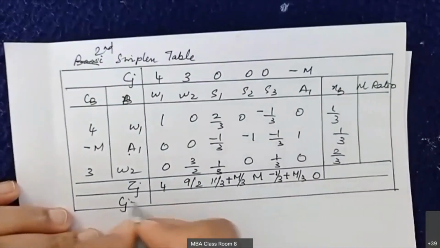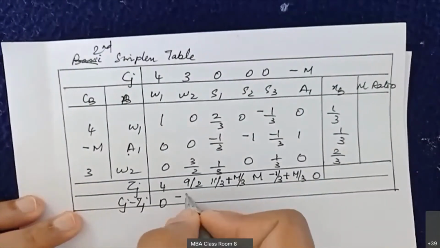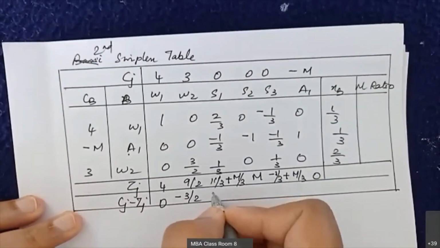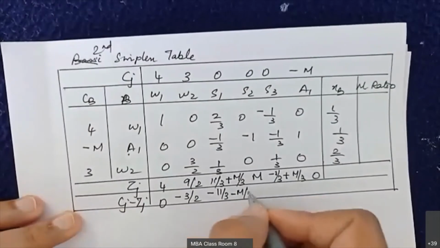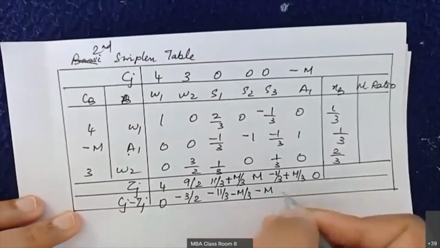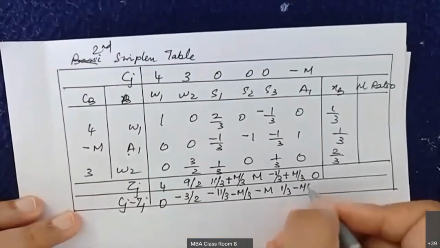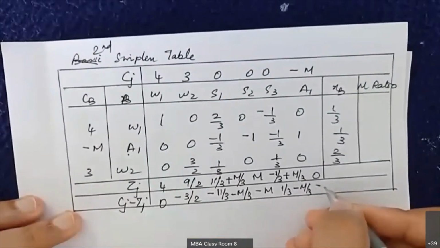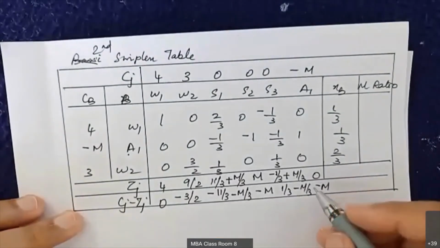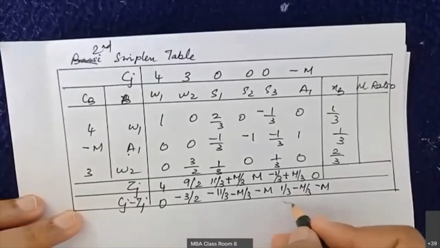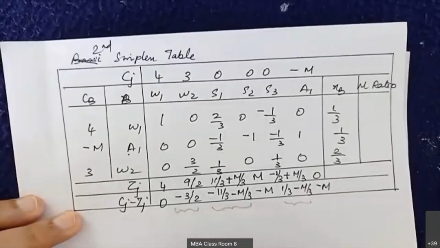Then Cj minus Zj values: I have 0. Here minus 3 by 2. Here I have minus 11 by 3 minus m by 3. Here it is minus m. This one is 1 by 3 minus m by 3. And the last one is minus m. This is one value, this is one value, this is one value.